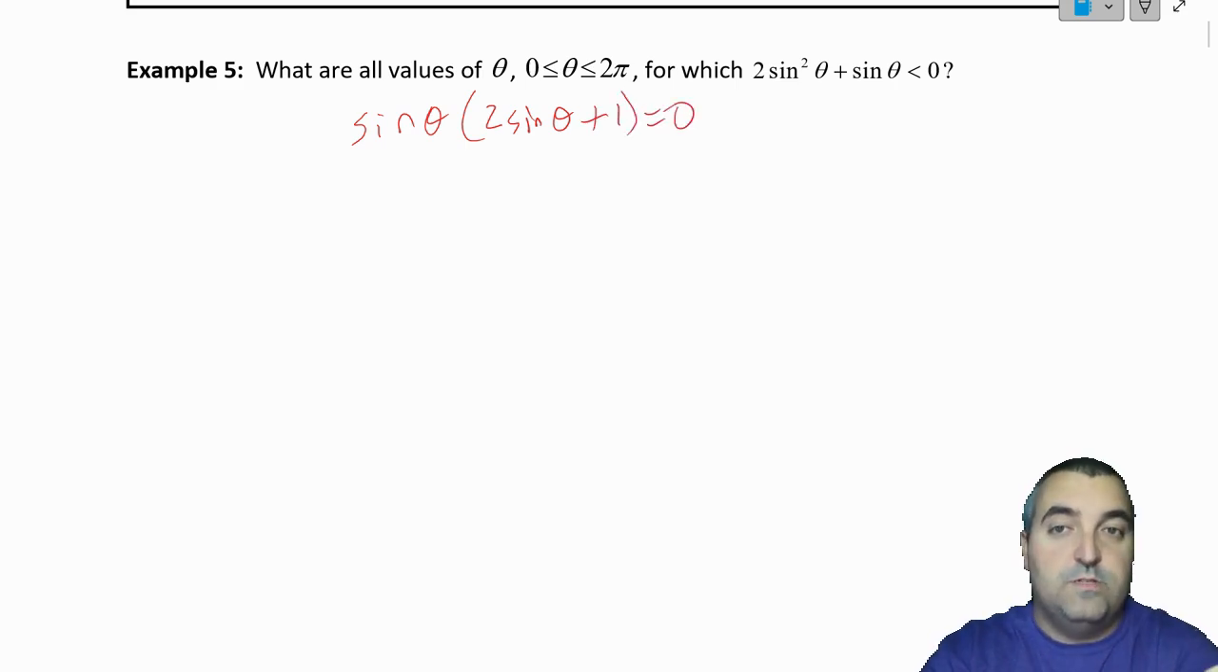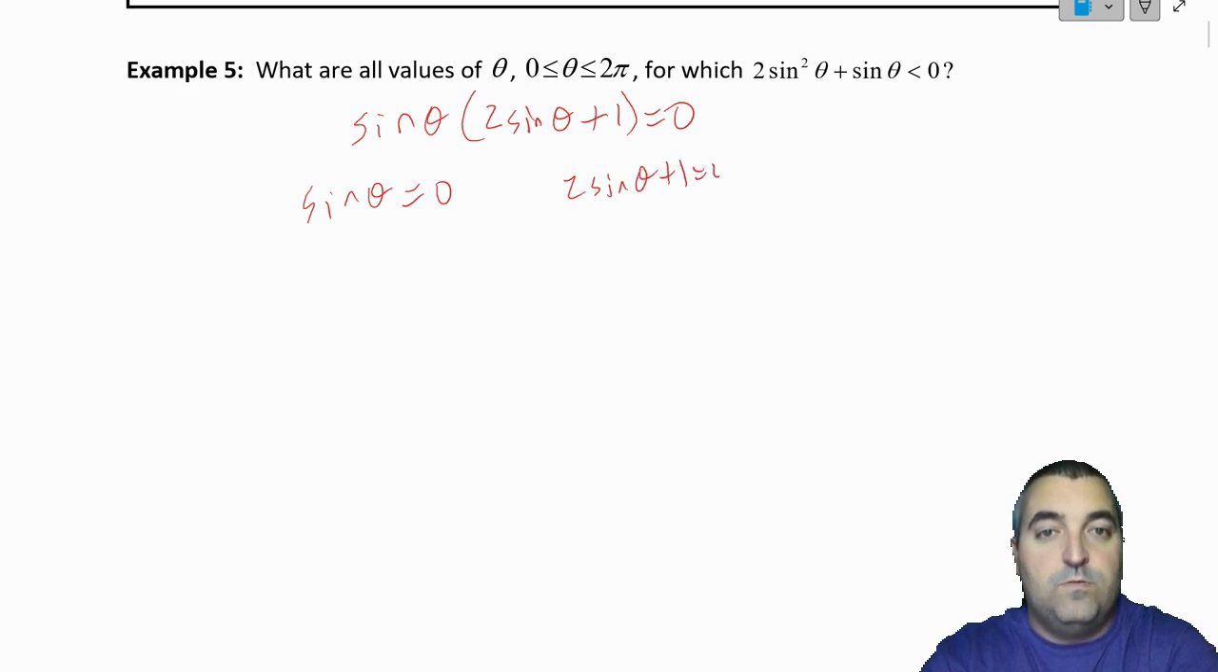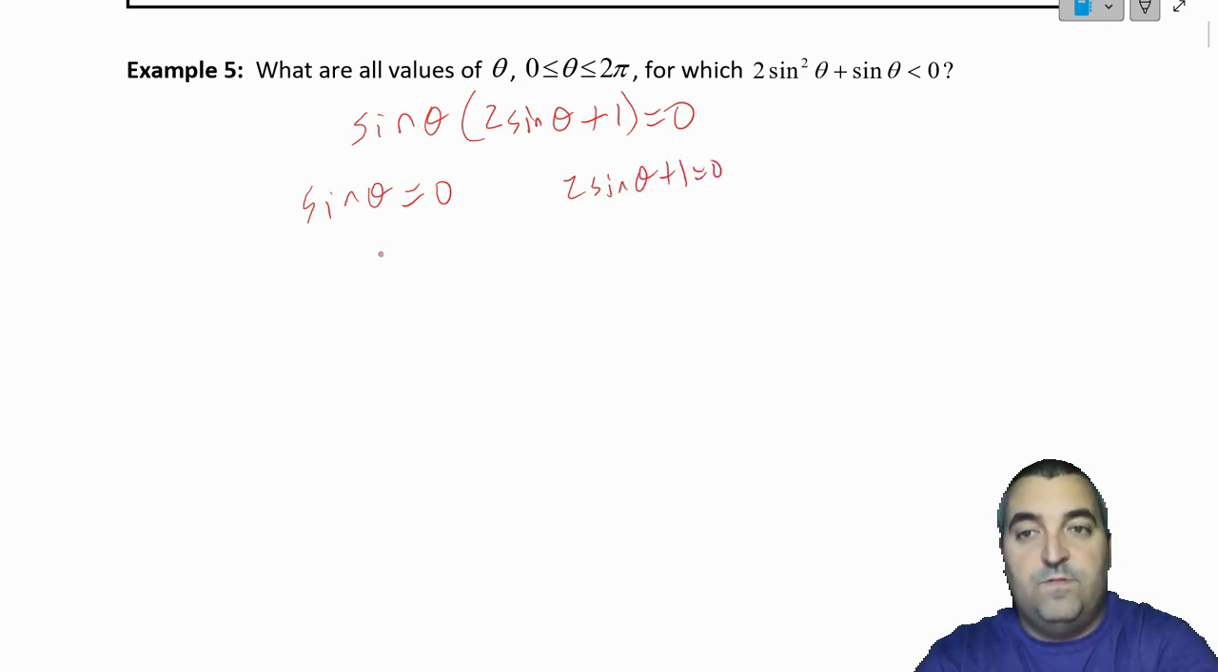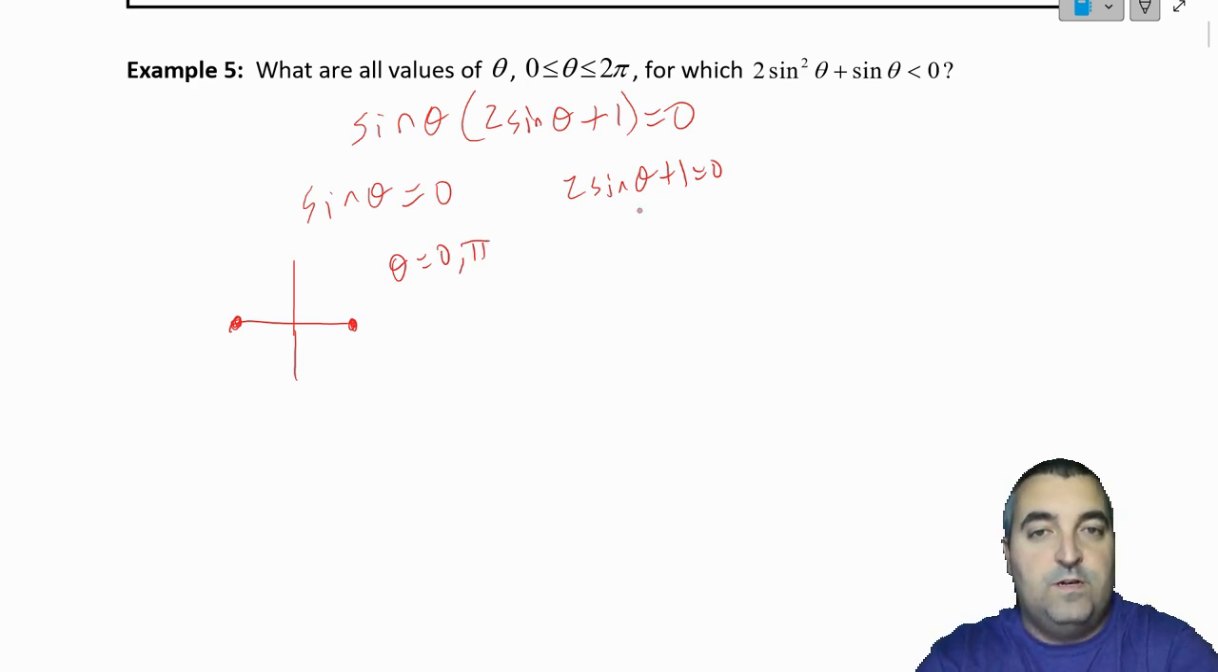And I'm also going to set it equal to 0 instead of less than 0. So now I get the two equations, sine of theta equals 0 and 2 sine of theta plus 1 equals 0. And again, we're solving for theta. So sine is 0 here and here, which would be theta equals 0 or pi. And then for this one, I go ahead and solve it and say, okay, sine equals negative 1/2, right? Subtract the 1, divide by 2.